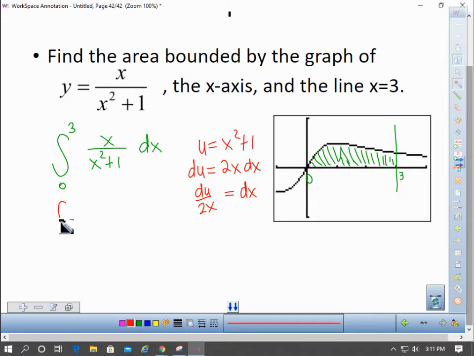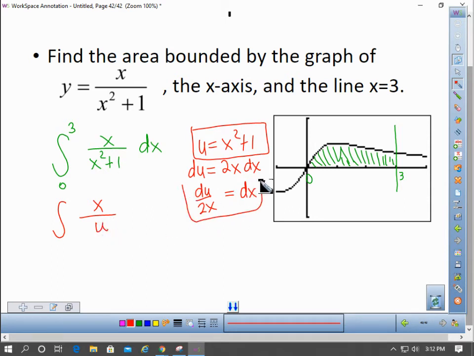So now I'm ready to trade out. So this would be x over, in place of x squared plus 1, I'm going to put a u. And then in place of the dx, I'm going to put du over 2x. So you will notice the x's cancel. So let's write our fraction first, which is going to be 1/2. Let me make that neater so it doesn't look like 1/3. So 1/2. And then we've got a 1 over u. I'll just leave that 1 over u because we know its antiderivative. And then our bookend du.